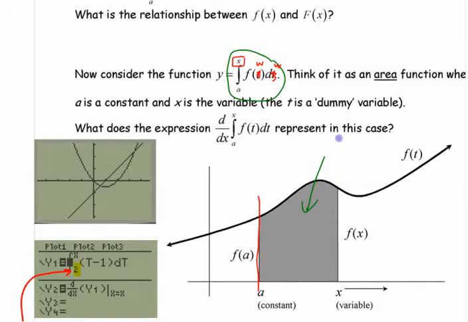The area function is the integral from a to x of f of w dw or whatever, right? But now what we're asking is, what's the rate of change of that? How fast is that changing with respect to x? So we're looking at, what's the derivative with respect to x of this? How fast is that changing?